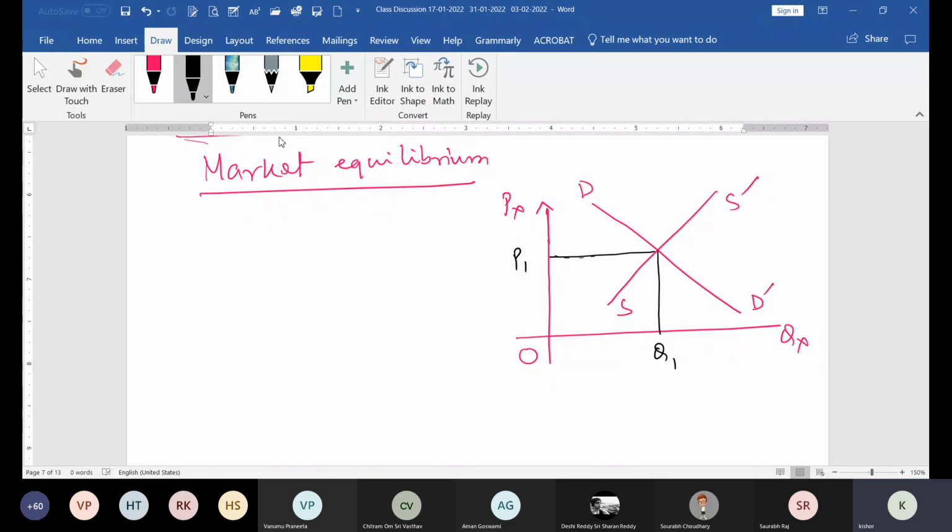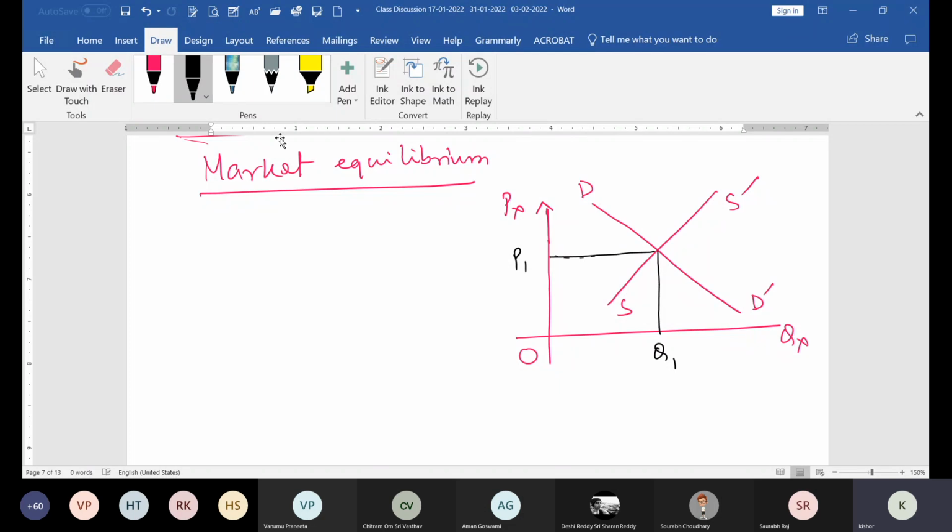Now, depending upon the shift of your demand curve or shift of your supply curve, the equilibrium position may also vary or shift. This is one. Second, please remember that we are discussing right now market equilibrium, not consumer's equilibrium.